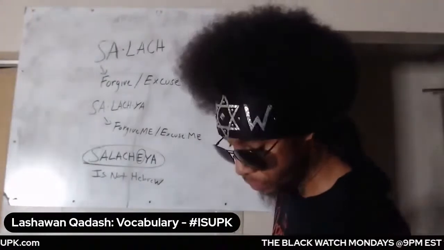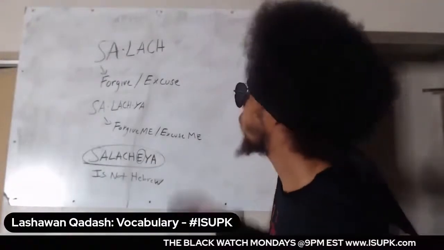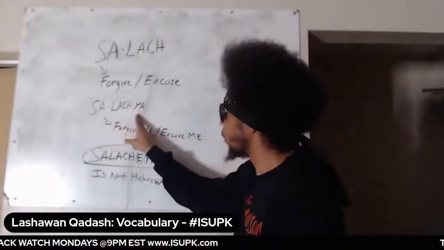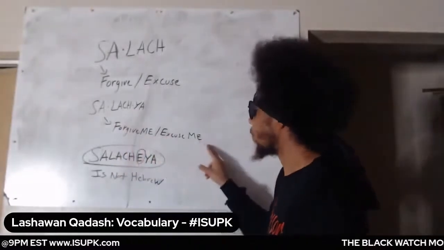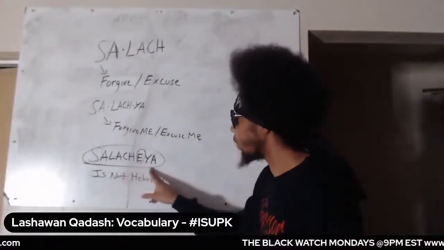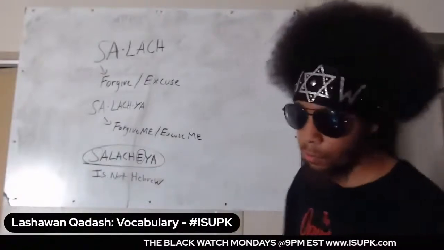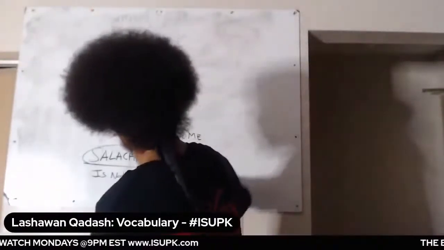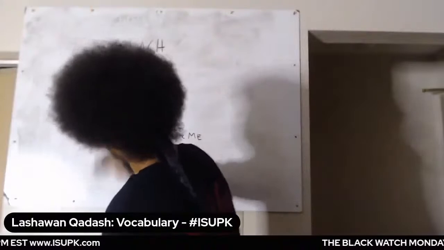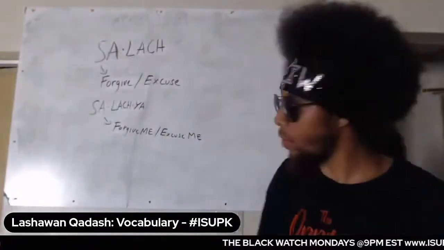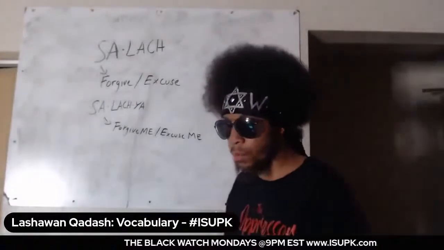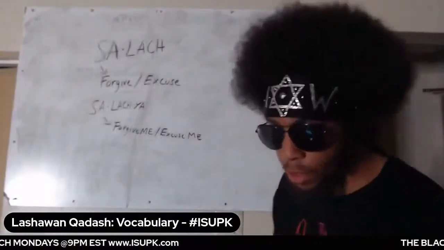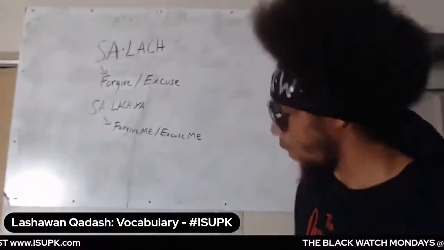So, for example, salak, right? Salak is forgive or excuse. Salak, ya, forgive me, excuse me. Salakia is not a word. I don't know what the hell that is. That's not Hebrew. You want to put that in the trash ASAP, all right? Baba Kasha. And Baba Kasha is, of course, please in Hebrew. Okay?